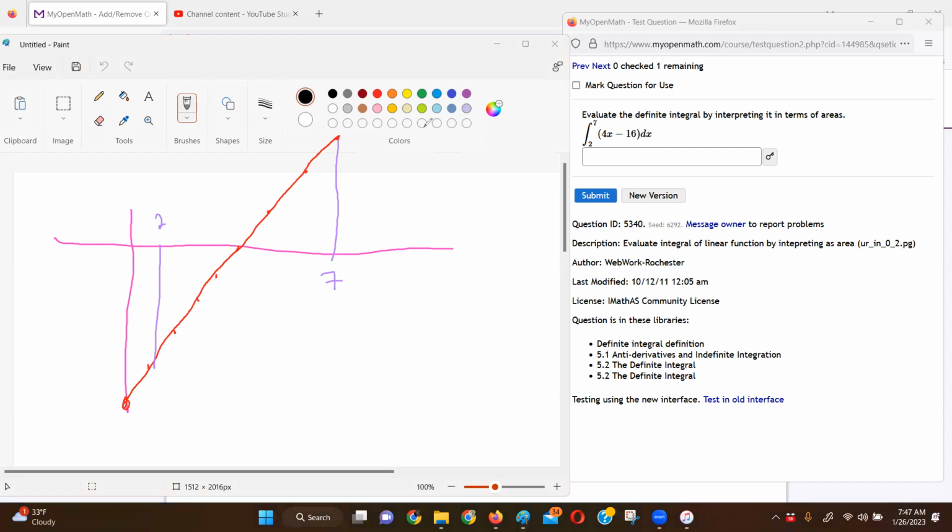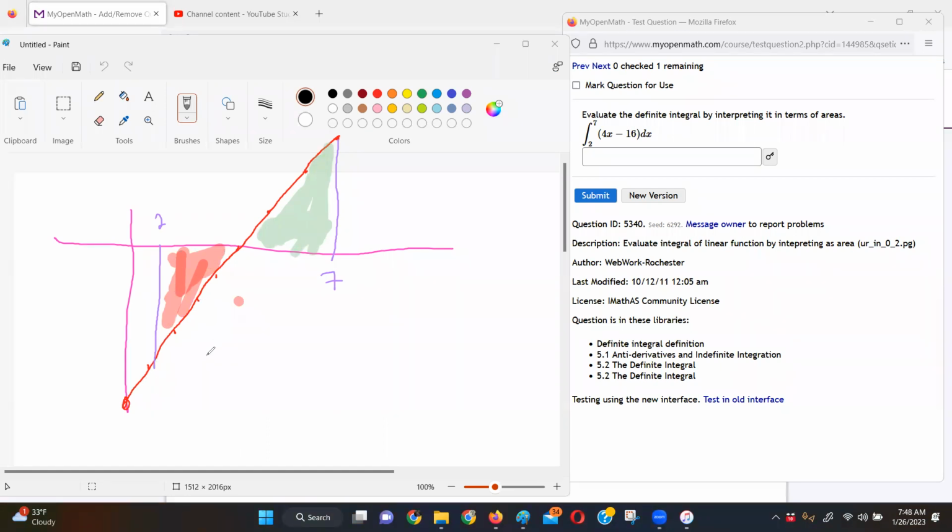Let's see here. I want to do a highlighter. What will it let me do here? Annotate, and I want to do a draw. Well, I guess I'll go with this. So here's the negative area. So that's a negative area, and then this is a positive area. So we've got to find the area of those two triangles separately, right?